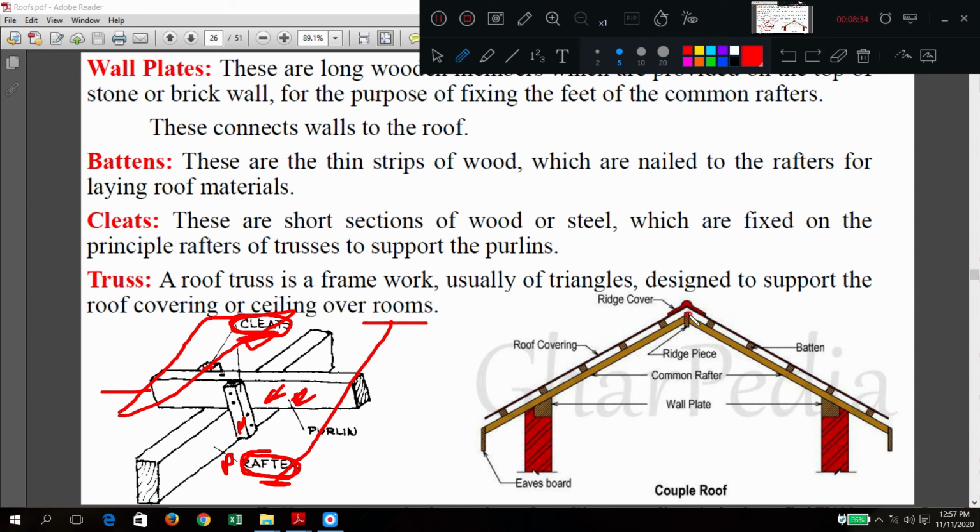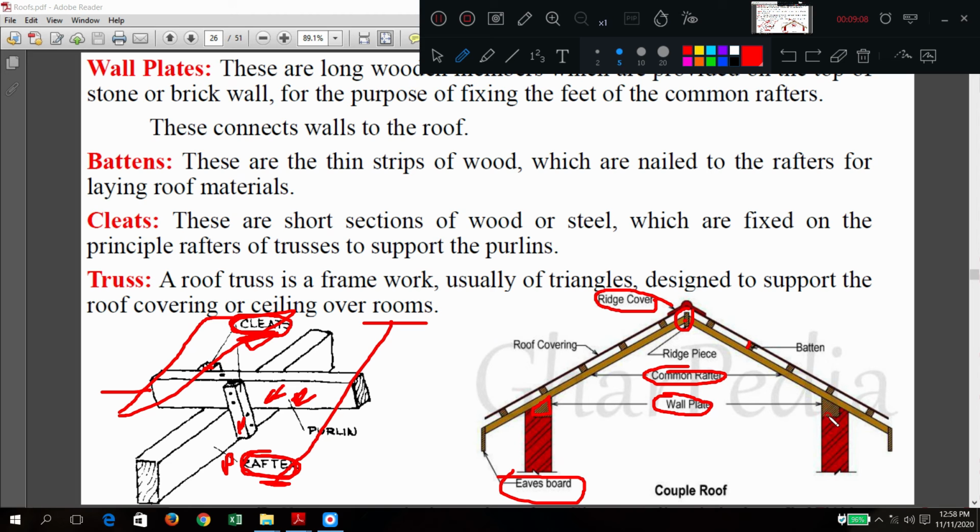So here you can see it. Okay. So here you have the ridge piece at the apex. You have the ridge cover at the top. You have battens. Okay. So ridge piece, ridge cover at the apex point. At the bottommost you have the common rafter, which is running from the ridge piece to this eaves board. Okay. So what I was explaining, no, wall plate. Where is that wall plate? Yes, here it is the wall plate.